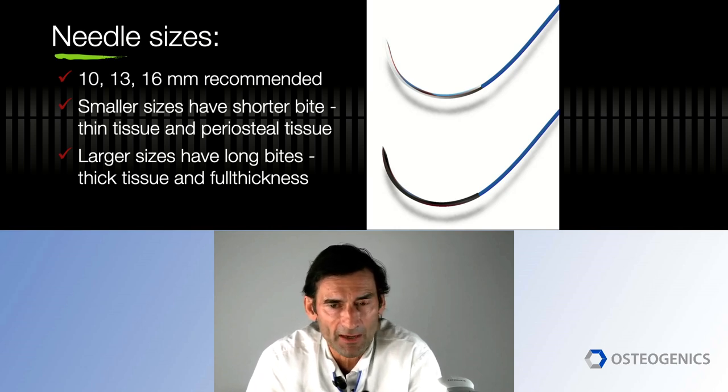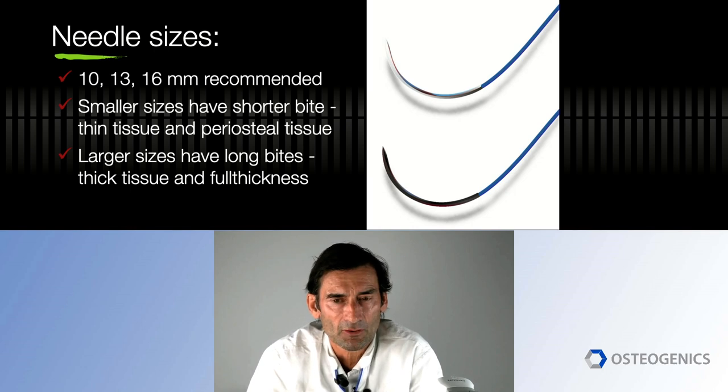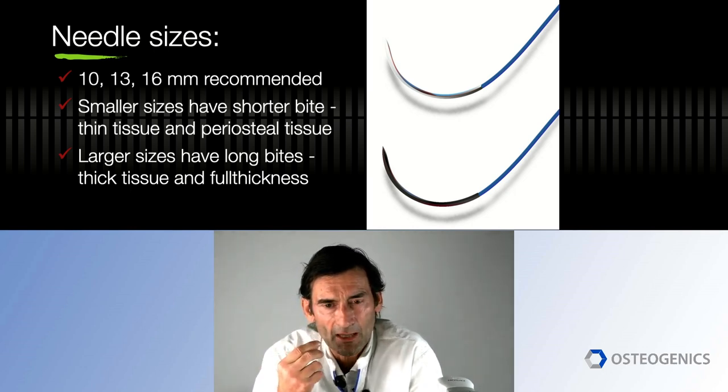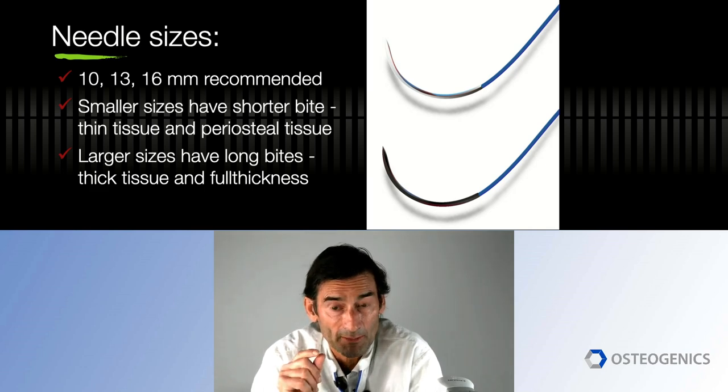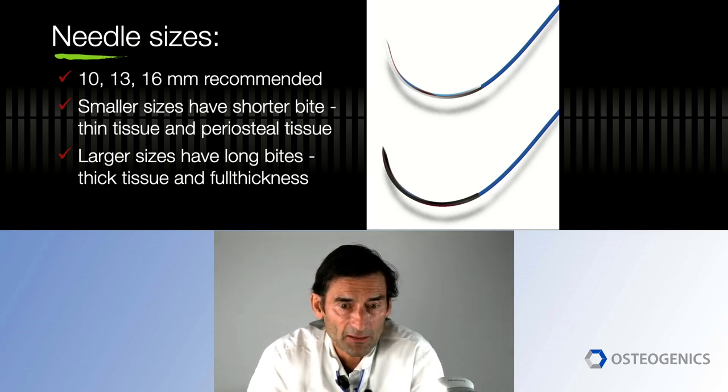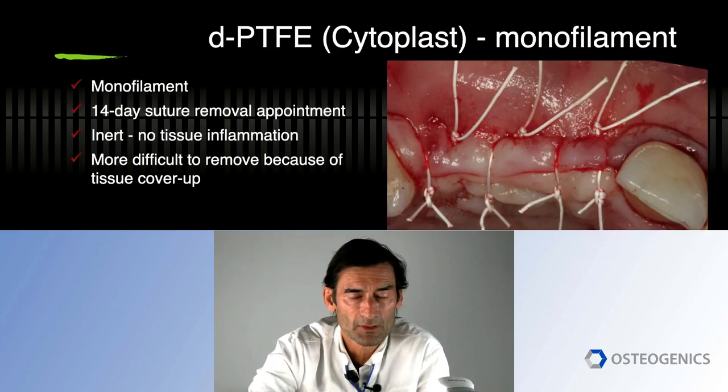Of course the numbers vary a little bit, but you basically have to always keep in mind: you have short needles, which are really for mucogingival surgery, maybe for periosteal suturing, and I'll give you some examples. And then you have the long needles if you're having a full thickness flap. The largest sizes have a long bite, so you can go through thick tissue and do a full thickness flap. That's really helpful.